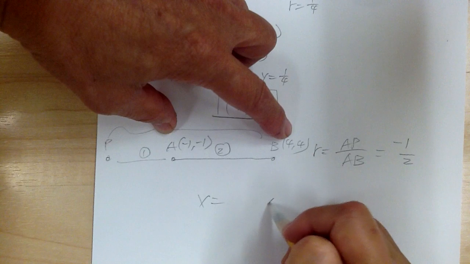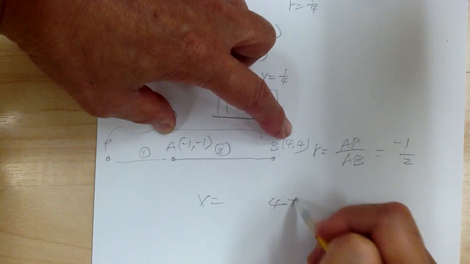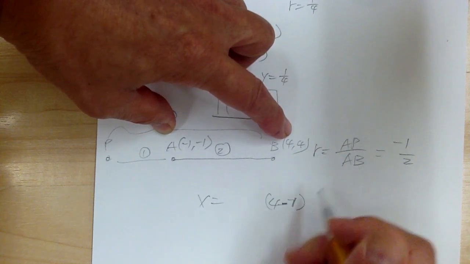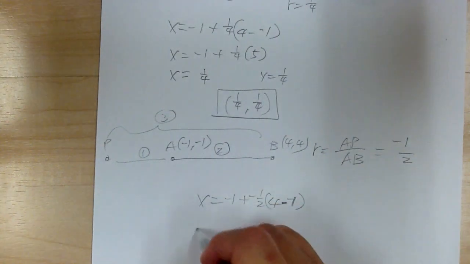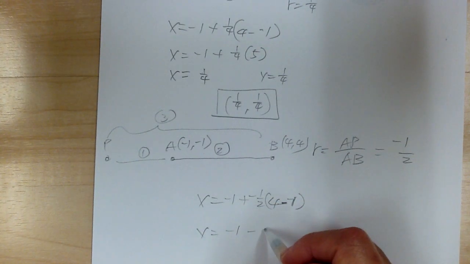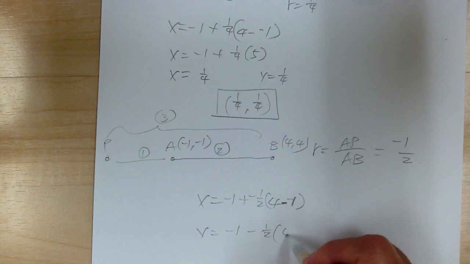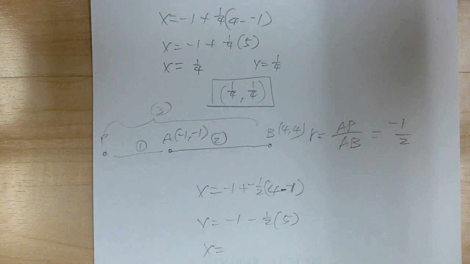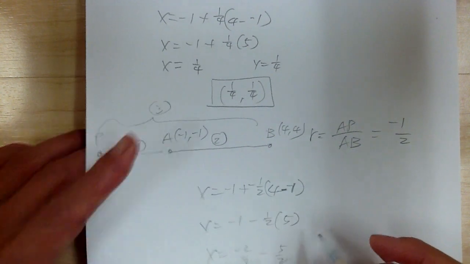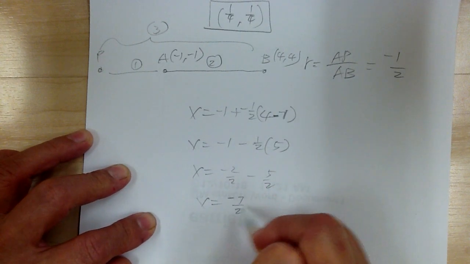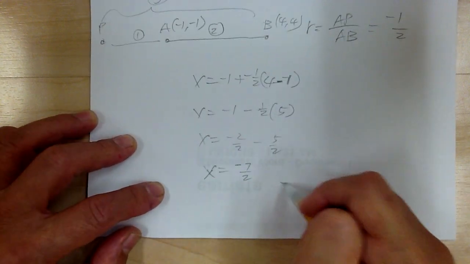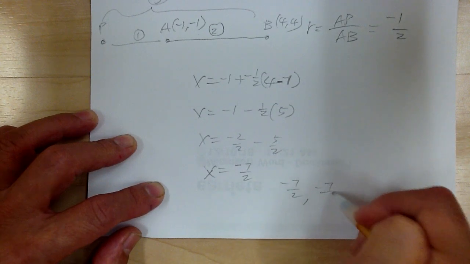Okay, so x will equal 4 minus -1, times -1/2, plus -1, right? So x equal to -1 minus 1/2 times 5. So x equal to -2 over 2 minus 5 over 2. So x equal to -7 over 2. And the y is the same. So you're going to get (-7/2, -7/2).